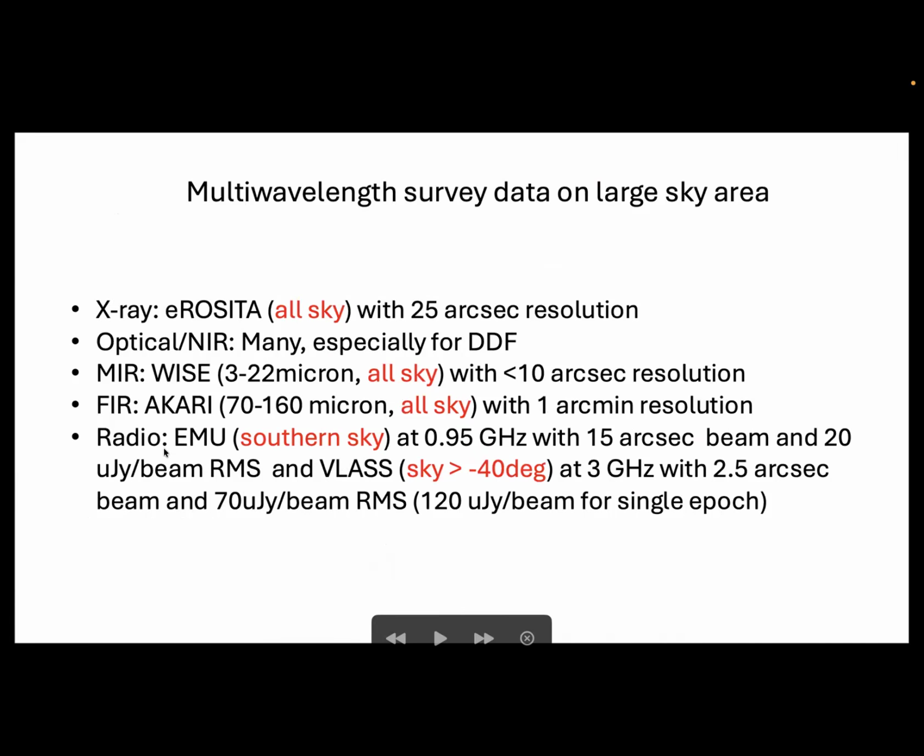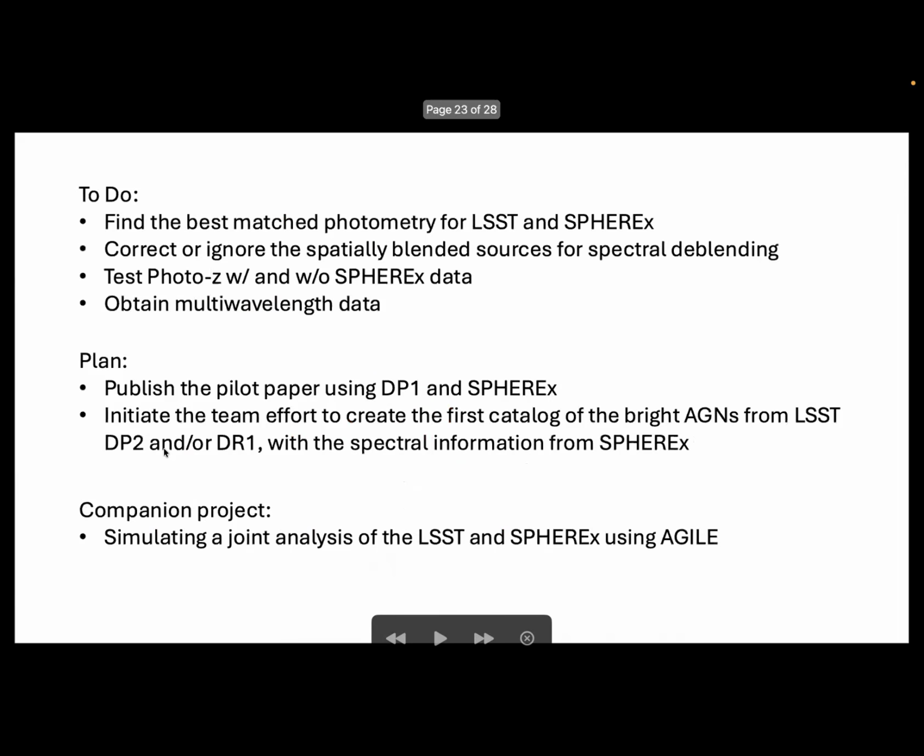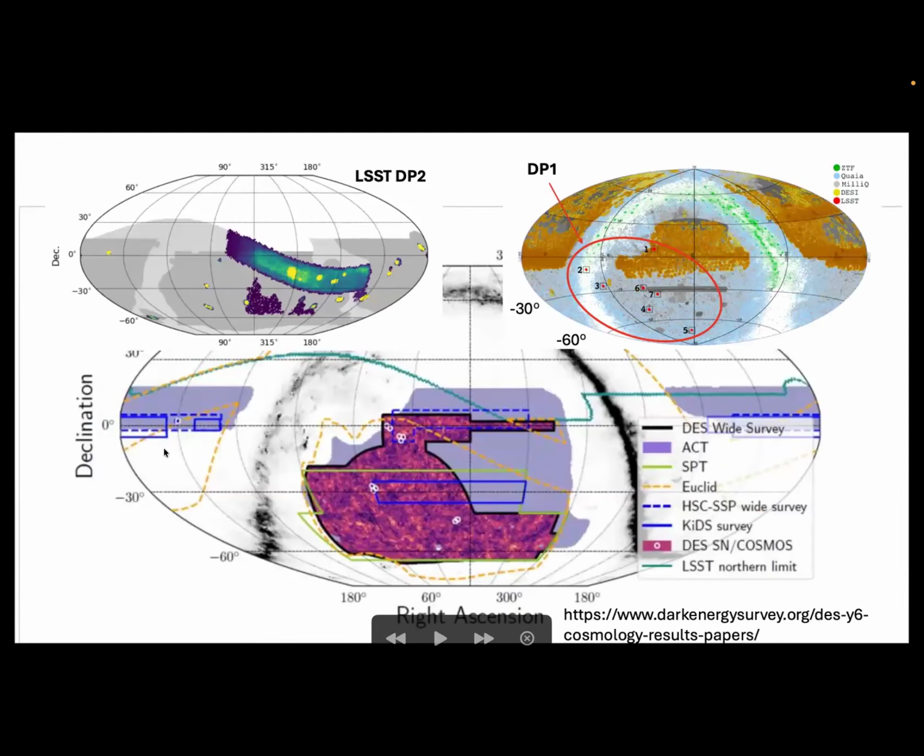All the red text indicates the X-ray, eROSITA, with the 25%. Optical, neural, there are many, but not all sky. But in the middle we have WISE, and in the field we have Arcari, and in the radio we have EMU and the VLASS. So these are the footprint areas for the DP2 and the DP1.